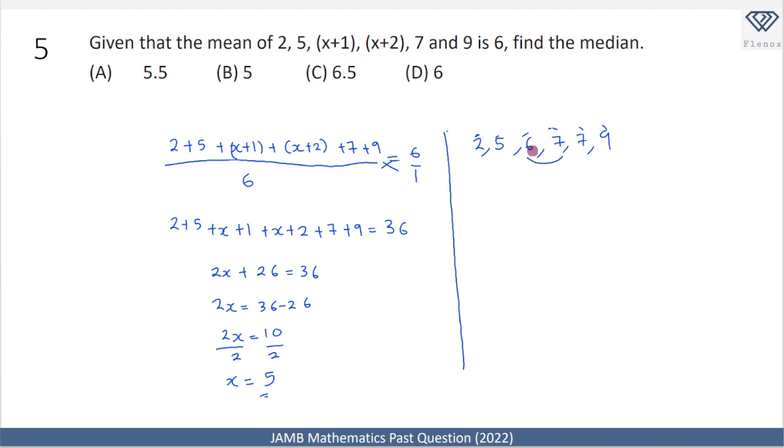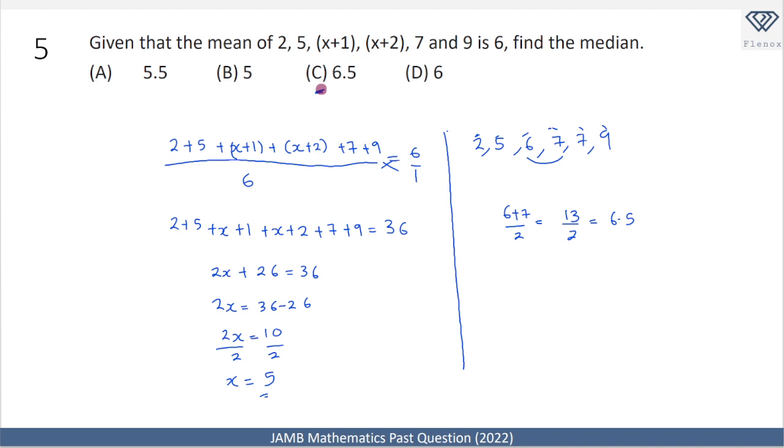So what do we do? We find the mean of these two numbers. So that is going to be 6 plus 7 divided by 2, which is 13 over 2. And that is going to be what? 6.5. So the correct answer to this question is what? Option C, 6.5.